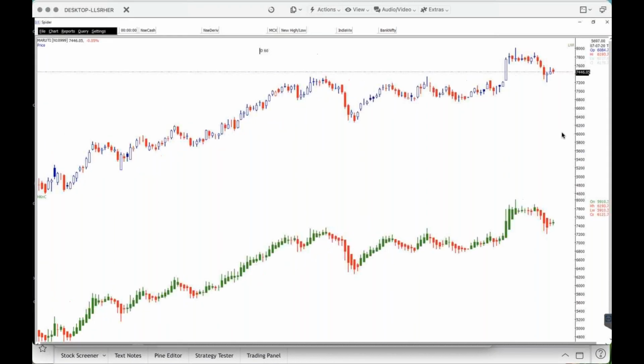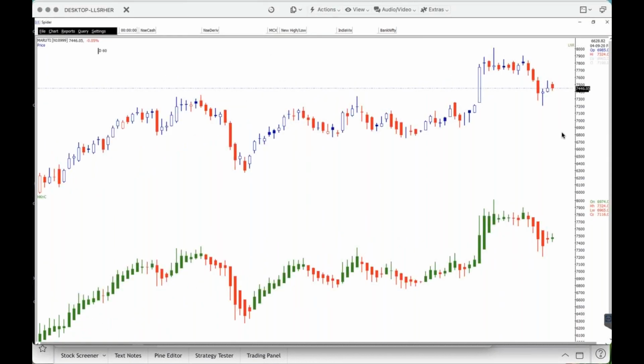This is the chart of Maruti Suzuki, or I'm sorry, Maruti. It's not Maruti Suzuki. The candlesticks on the top in blue and red are the conventional Japanese candlestick charts that we have discussed so far today. And below, the lower pane in green and red is the Heiken Ashi candlestick.